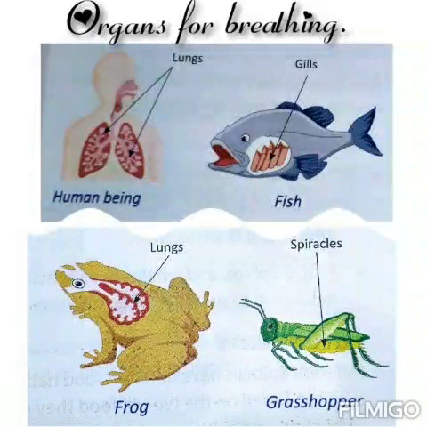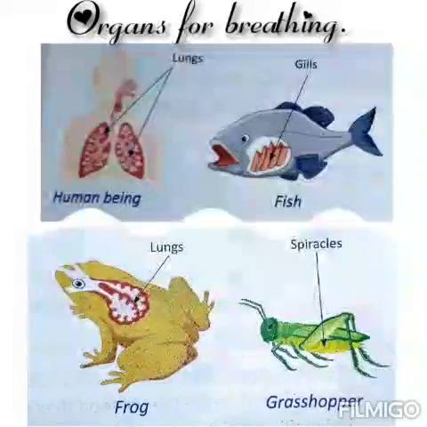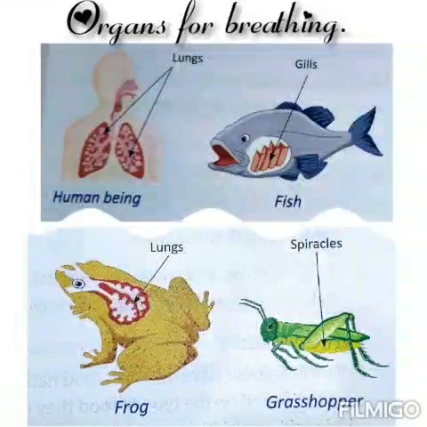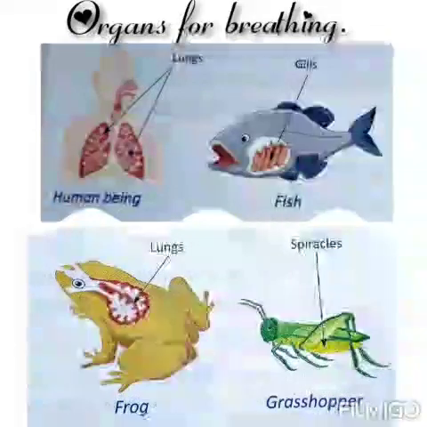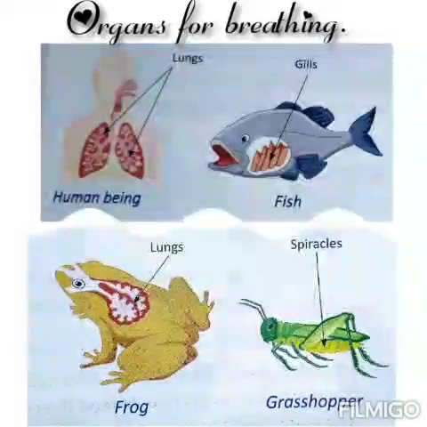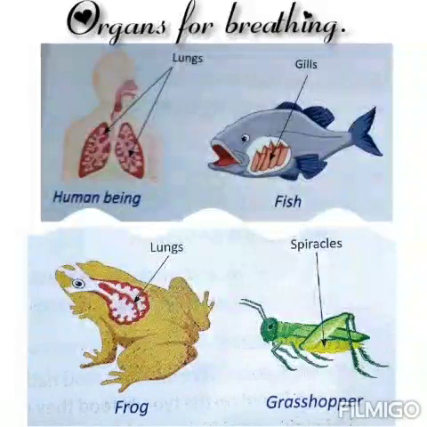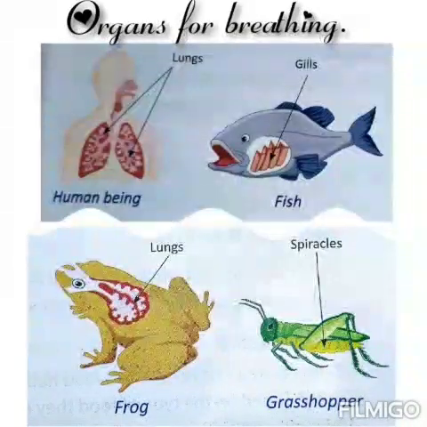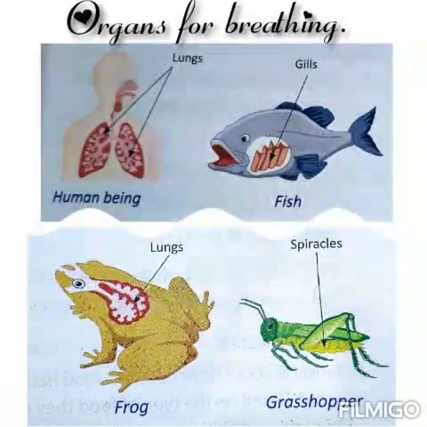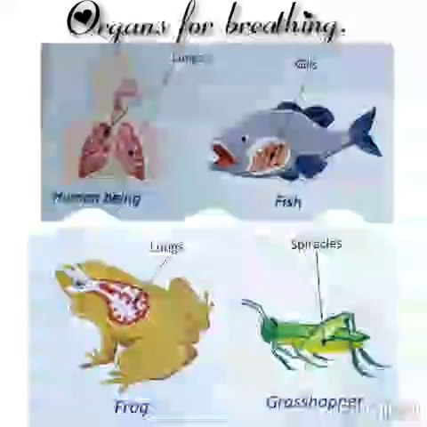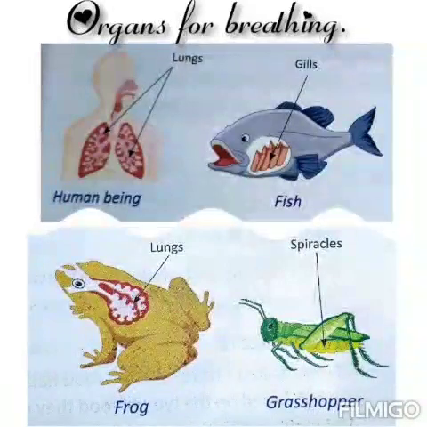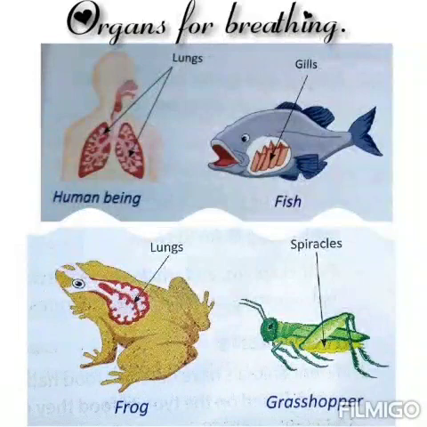Different types of animals have different organs for breathing. Look at the picture. First point, human beings and sheep breathe through their nose. From the nose, air is carried to special organs called lungs. Second one, fish have a special structure called gills through which they breathe.